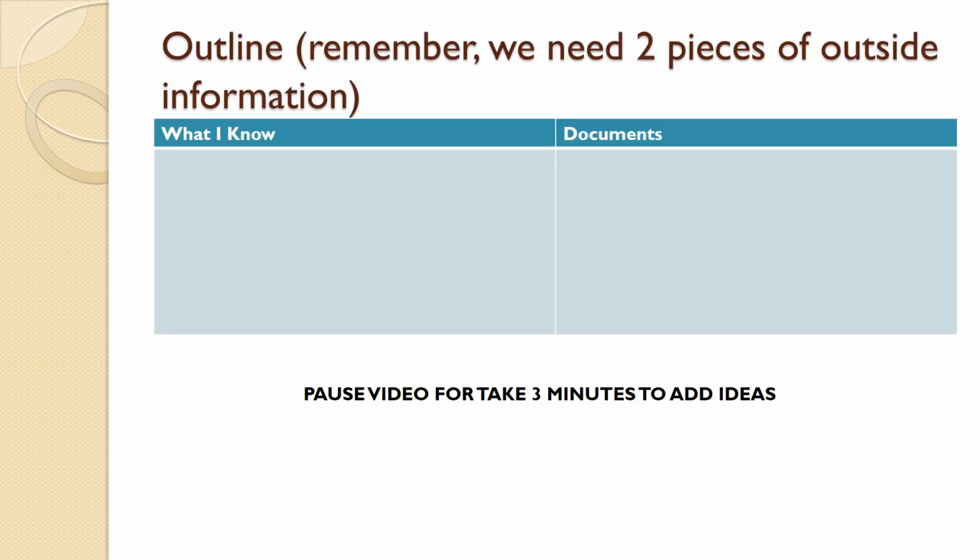Okay, so now that we've looked at the prompt, what I want you guys to do is an outline. And remember, we need 2 pieces of outside information, and we're going to do this before we look at the documents. So go ahead and pause the video and make a list of as many things that you know. Use your notes if you need to, but go ahead, take about 3 minutes to do this. Go ahead, pause the video, and when you've made a list of hopefully 5 to 7 things, we'll move on.